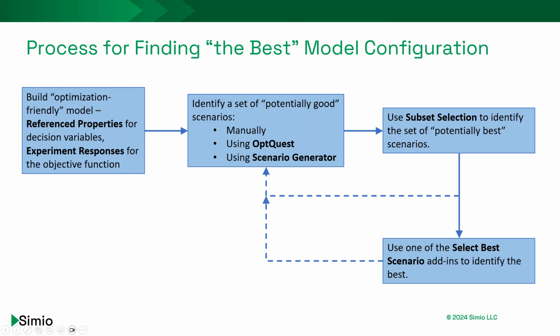Sure. I will do what I can to answer those. First of all, if you take OptQuest and scenario generator as one set and the select best scenario as a separate set, these are two different things. OptQuest and scenario generation create different scenarios, right? So OptQuest creates them using an internal optimization. Scenario generator generates them using a factorial design. So their function is to create scenarios, whereas the select best add-ins take a fixed set of scenarios and choose the subset that are the best.